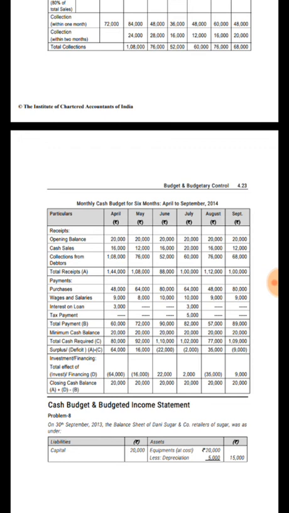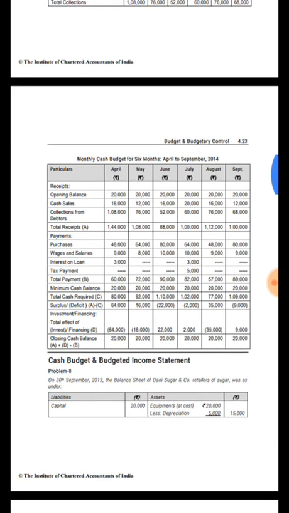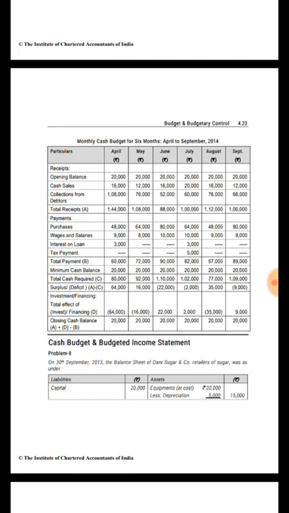So this total cash required minus total receipt available, in that we are getting a surplus of 64,000. What will we do? We will invest, because we are having a surplus. So closing cash balance is 20,000, which will be the opening of next month. Okay.